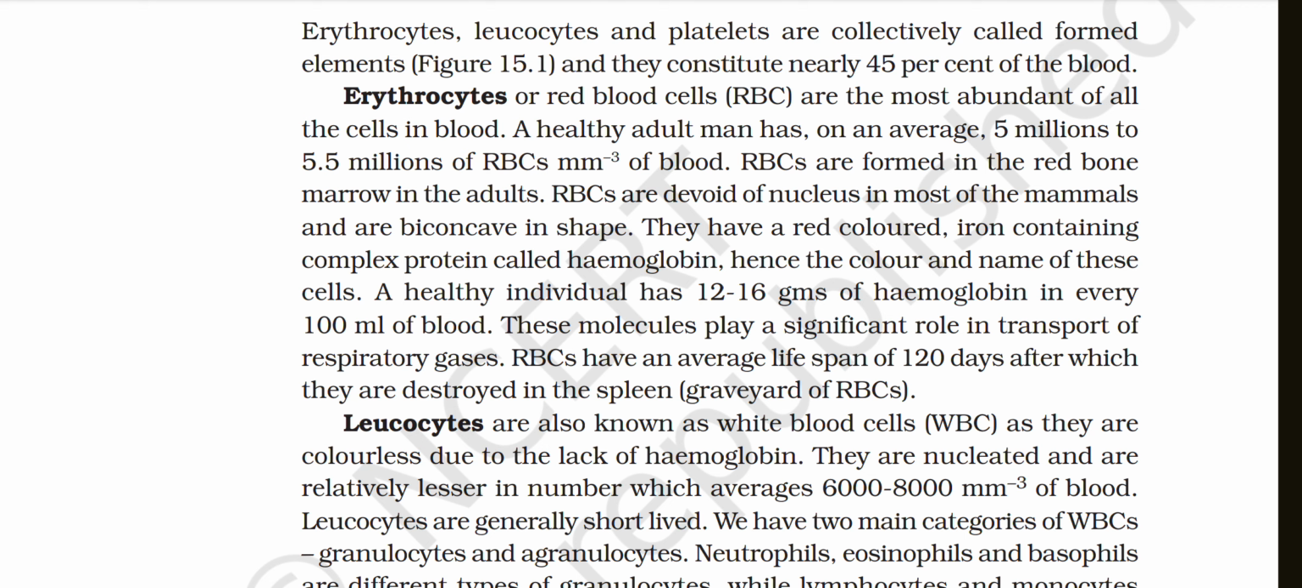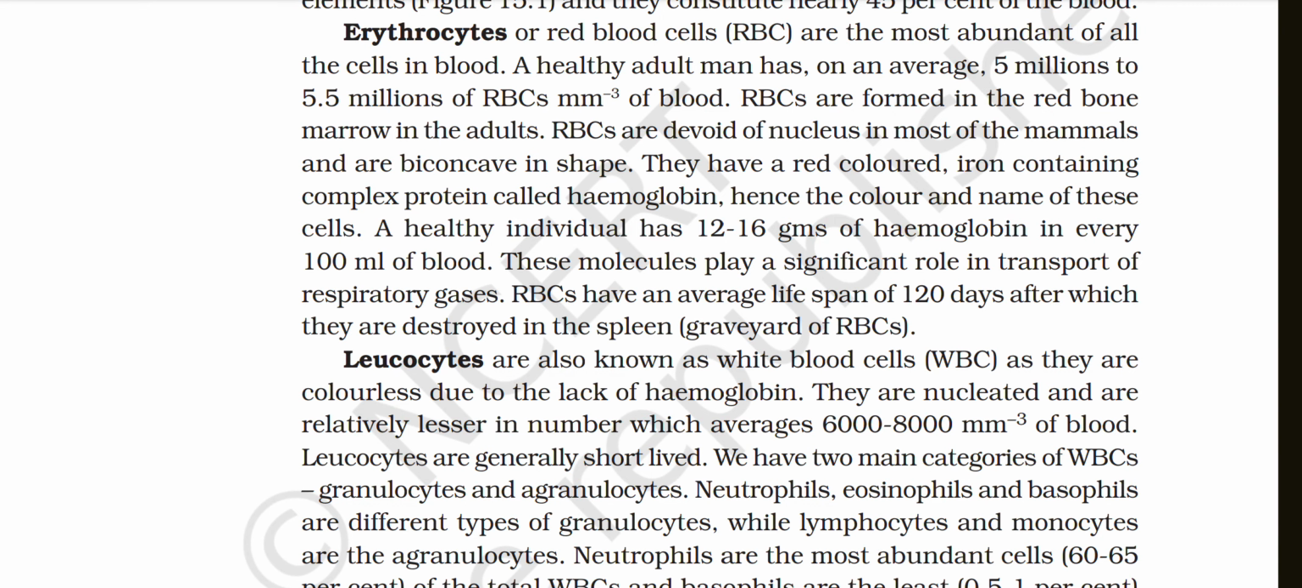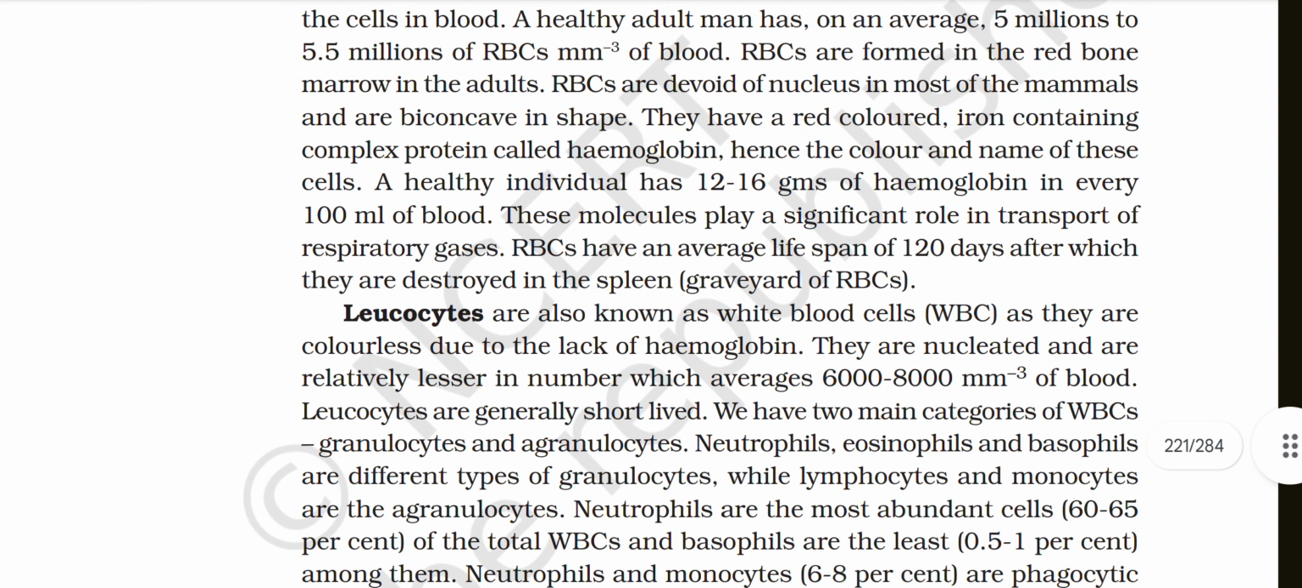RBCs are formed in the red bone marrow in the adults. RBCs are devoid of nucleus in most of the mammals and are biconcave in shape. They have a red colored iron containing complex protein called hemoglobin, hence the color and the name of these cells. A healthy individual has 12 to 16 grams of hemoglobin in every 100 milliliter of blood.